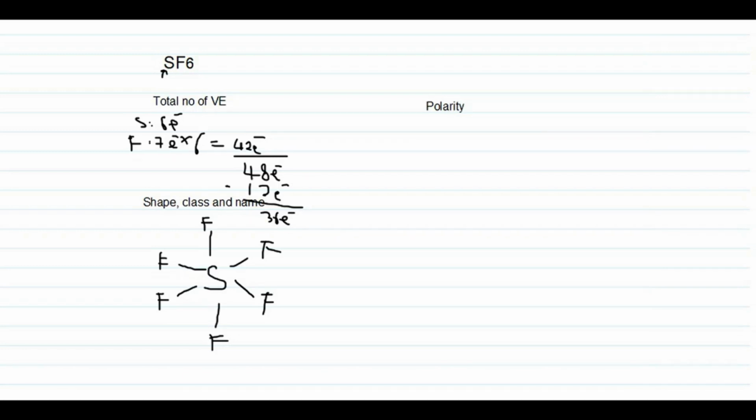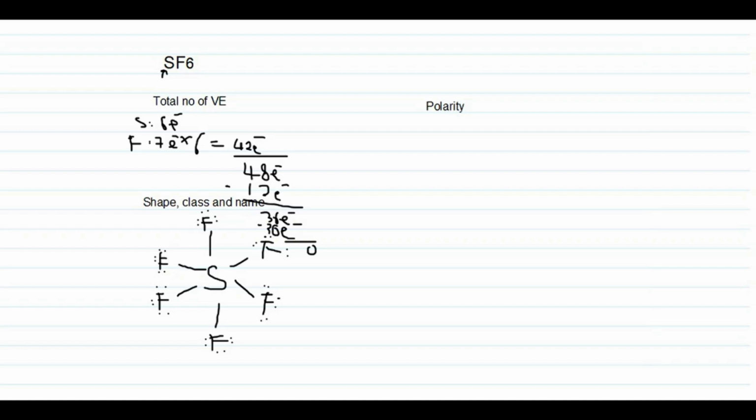So let's start. 1, 2, 3, 4, 5, 6 for each fluorine. So 6 electrons multiplied by 6 fluorine atoms. So we have used up all the electrons, and we have no valence electrons left.